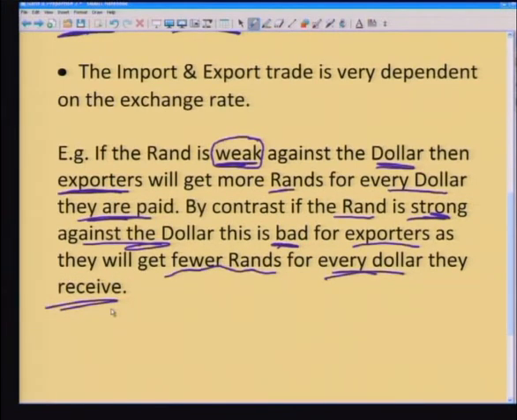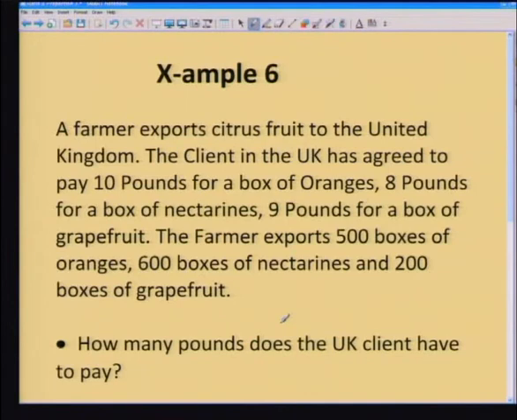Okay, so guys, it's important to keep all of these concepts in the back of your head while we look at some examples on the exchange rate and how we use it. Okay, so example 6: a farmer exports citrus fruit to the United Kingdom. First let's just make a note of that: export means he's selling it to another country. So from his own, domestic country, he sells it. He exports citrus fruit to the United Kingdom.